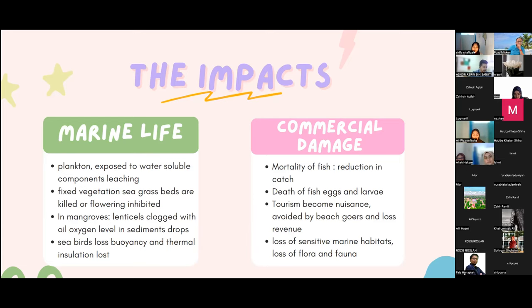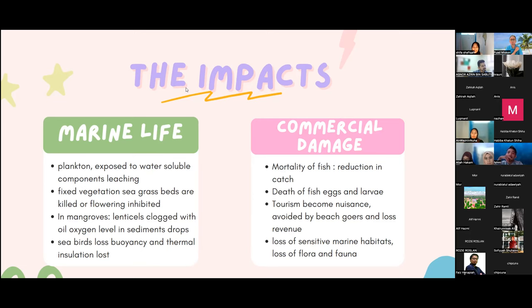And for commercial damage: mortality of fish, reduction in catch, because many fish affected by the oil spill will die. So it will reduce the catch of fish, eggs, and larvae. Even though the adult fish can successfully make eggs, the oil can negatively impact egg and larva survival. Tourism becomes a nuisance, avoided by beachgoers, and revenue is lost because the beach is no longer beautiful. There is some damage, so beachgoers do not come to that place again.